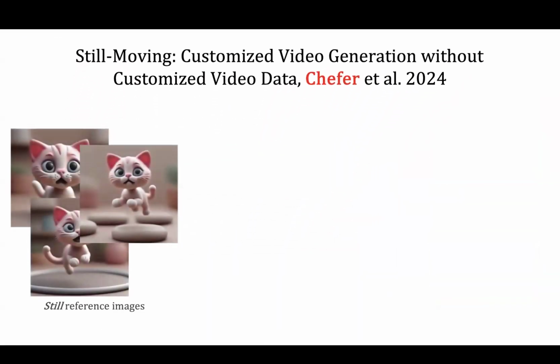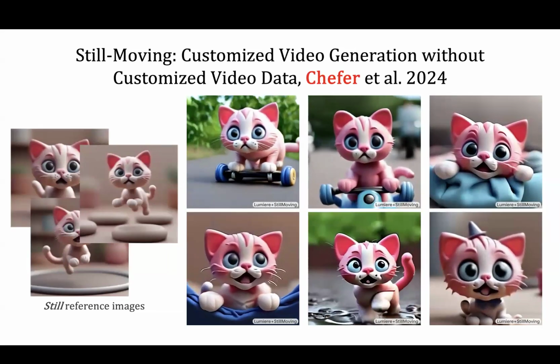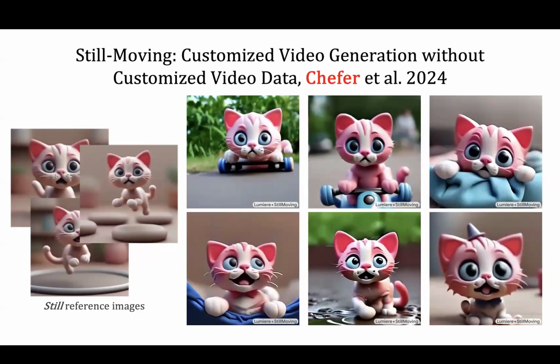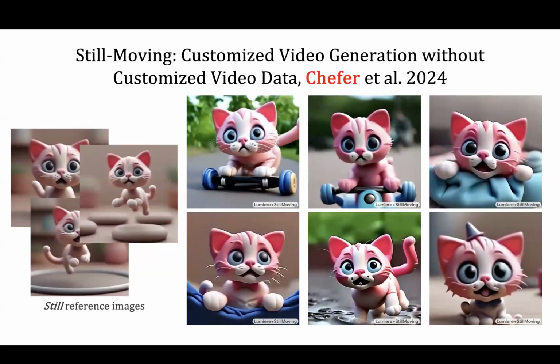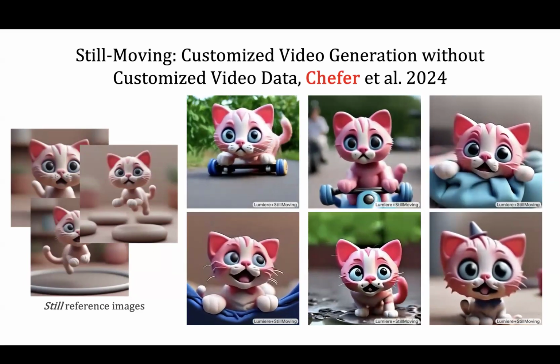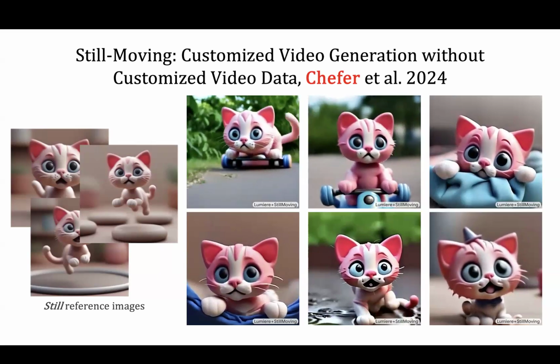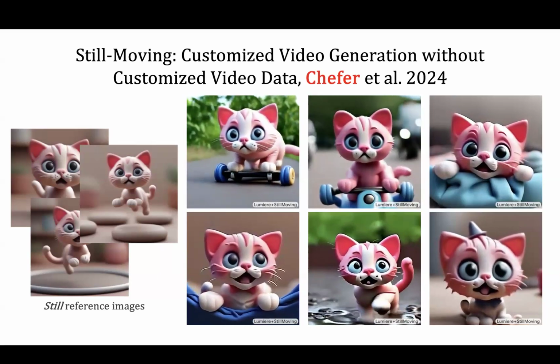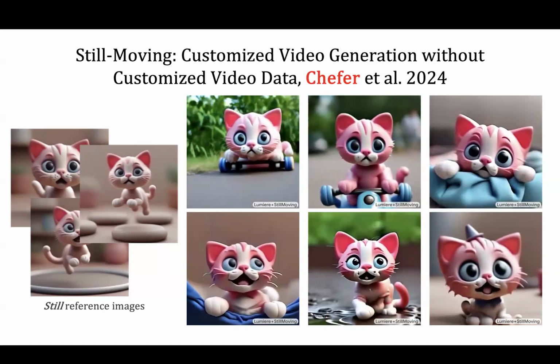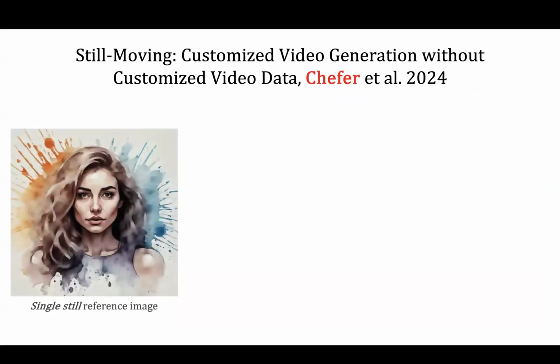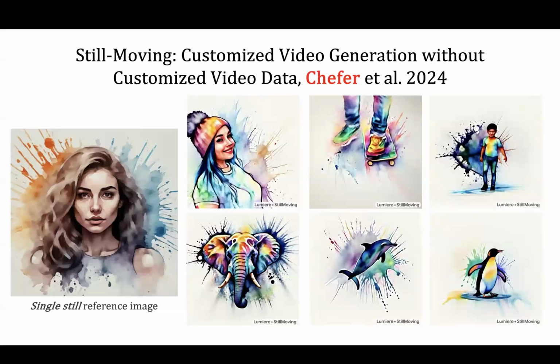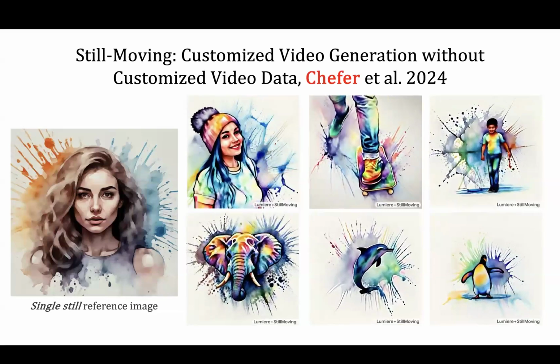Again, I don't have the privilege to get into the details, but I will show you some results. We are able to take a few still images of this plasticine cat, and fine-tune the model on these images. And then once we switch the motion switch on, the model adds motion to the scene. To me, the most exciting use case is actually stylization.